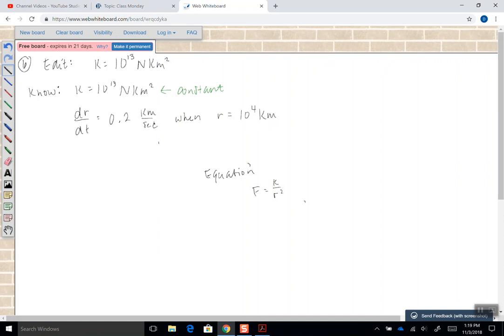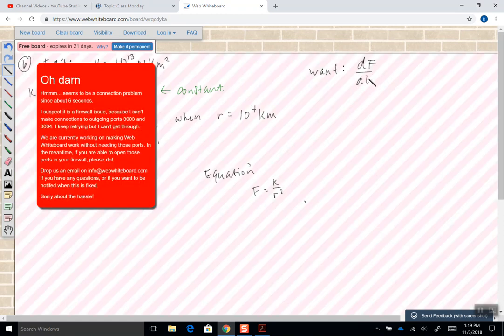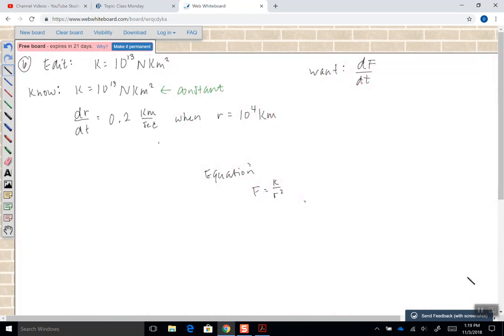Okay, so now we want to think about what we actually want. What is this asking us for? In my last sentence, it tells me we want to find how fast the gravitational force is changing at that moment. At the beginning of the question, it calls F the gravitational force, so I know what I'm really looking for is dF/dt. And it says at that moment, and that moment is when r is 10 to the 4th.